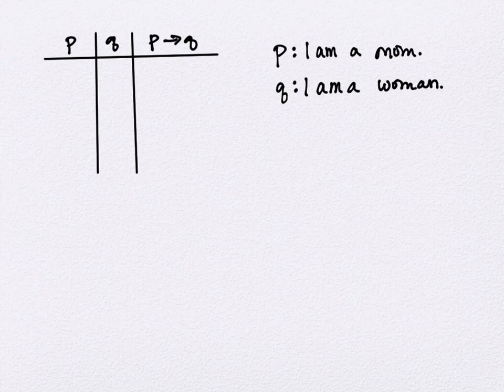So the first one can be me. So I come in from the hallway, and I say, I am a mom, therefore I am a woman. And you would look and you would say, that makes sense. That's a true statement, right? If I'm a mom, then I'm a woman. And you say, yes, that makes sense.